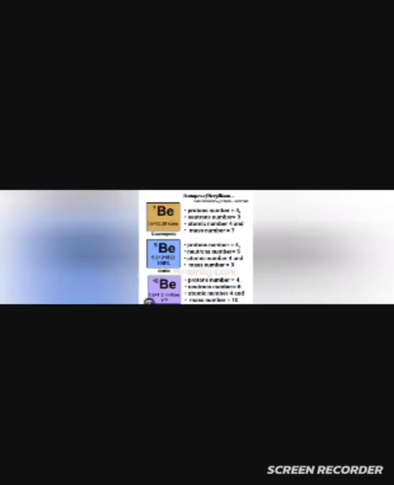And finally, we have isotopes of beryllium. It doesn't mean that this is the last of isotopes. We have even more isotopes like argon, uranium, helium. So these are just examples.